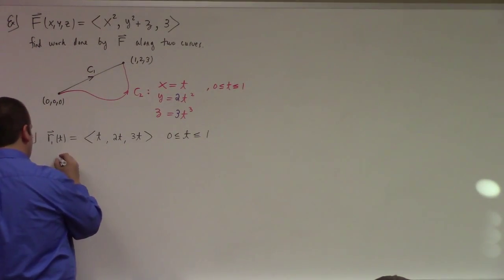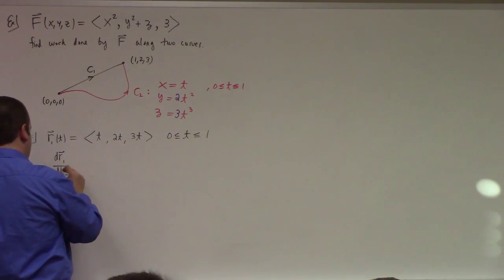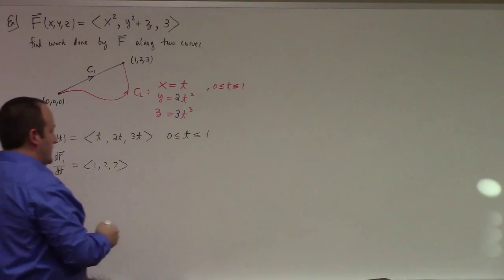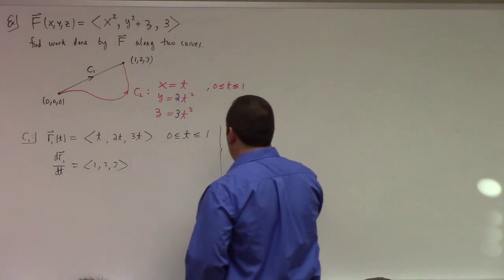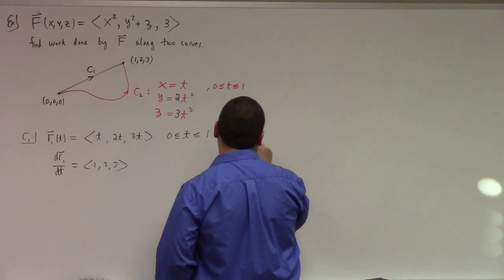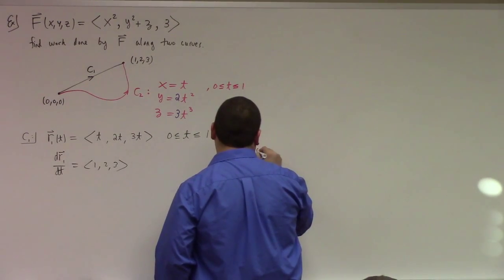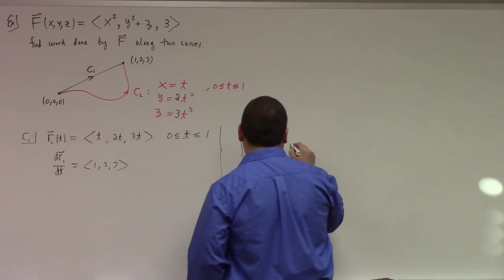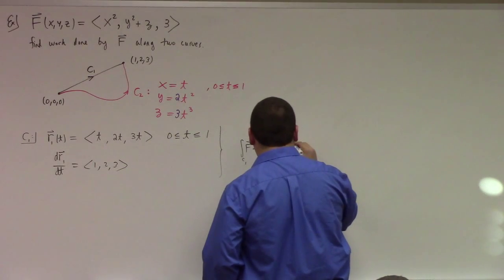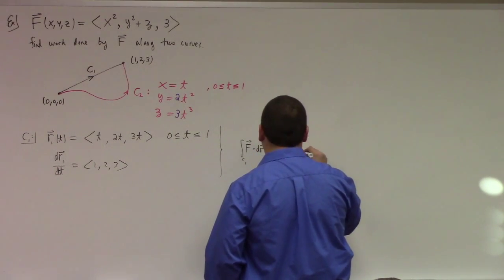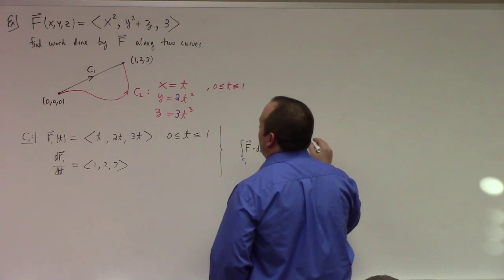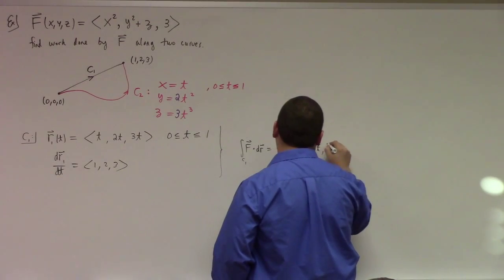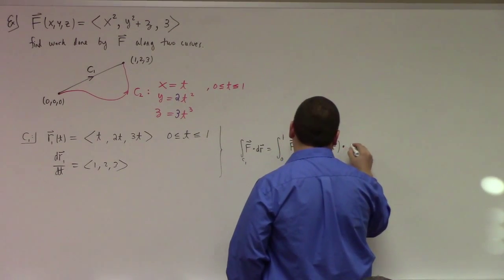All right, so dr1/dt is what? 1, 2, 3, right? So those are the necessary ingredients. Now we can calculate the line integral along C1 of F dot dr. This is the integral from 0 to 1. What is F? You guys have got to stop talking. F of (t, 2t, 3t), dotted with dr/dt, which was 1, 2, 3.